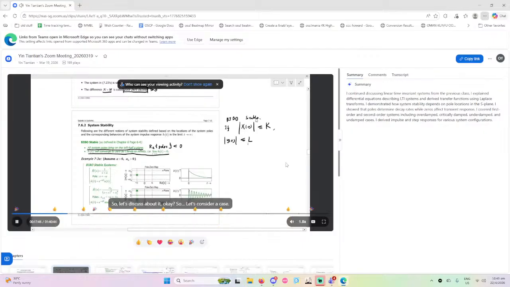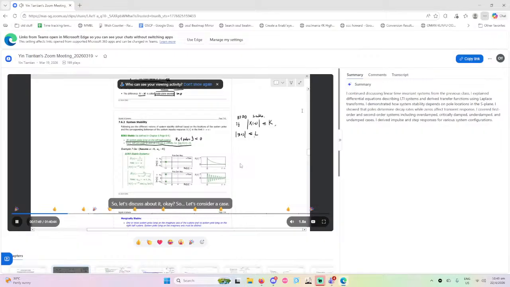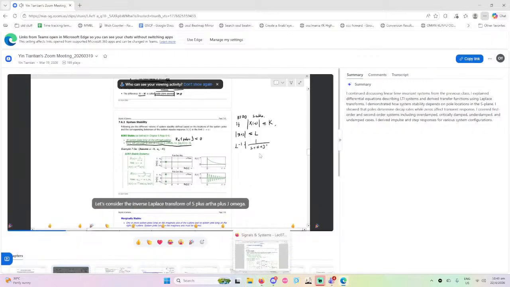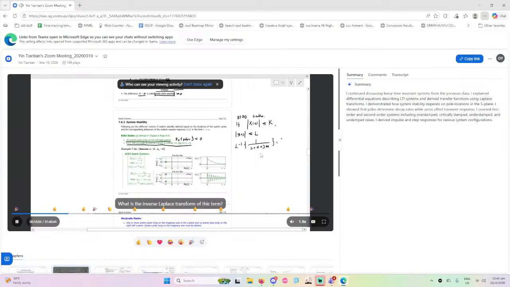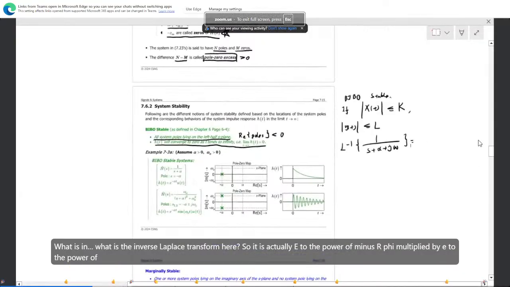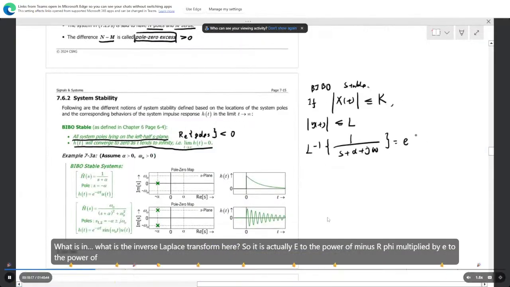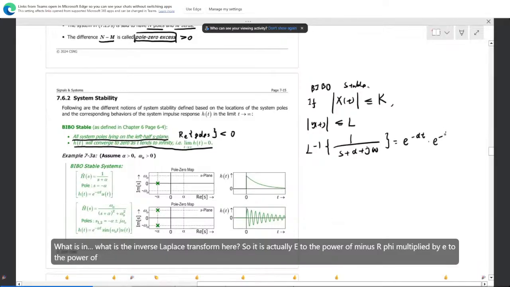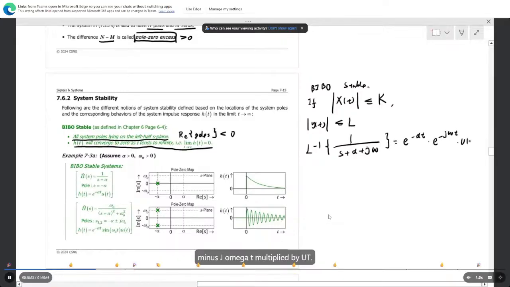Let's discuss it. Let's consider the inverse Laplace transform of 1 over s plus alpha plus j omega. What is the inverse Laplace transform of this term? It is e to the power of minus alpha t multiplied by e to the power of minus j omega t multiplied by u(t).